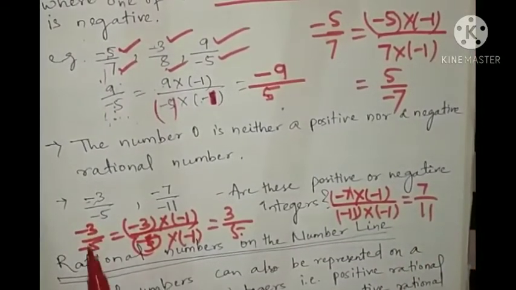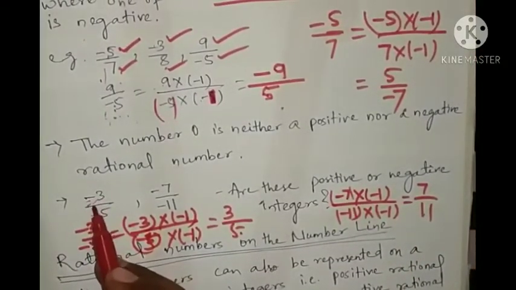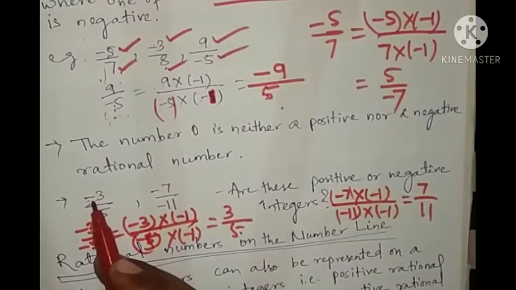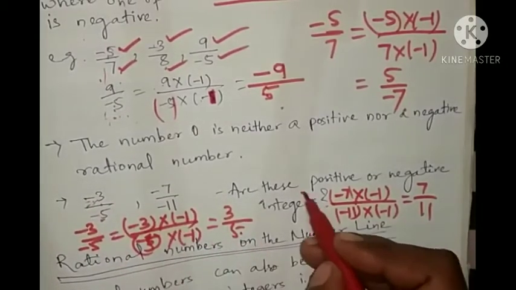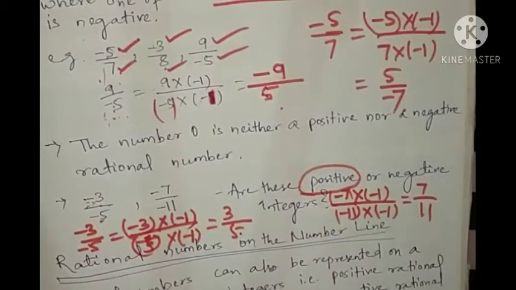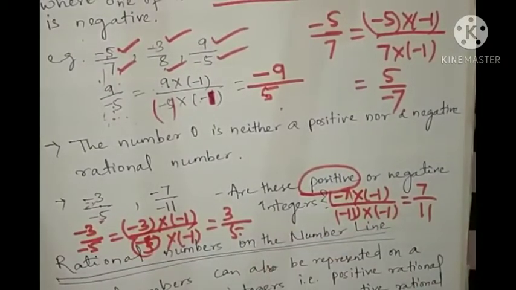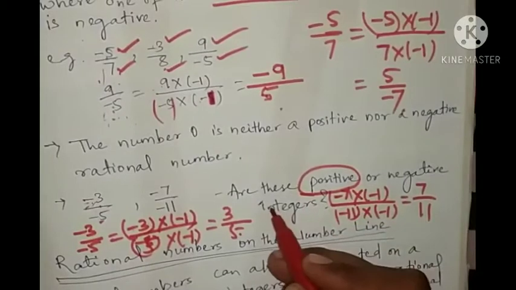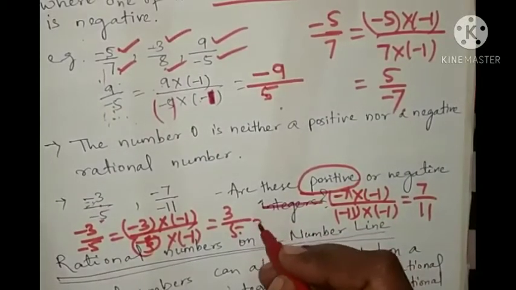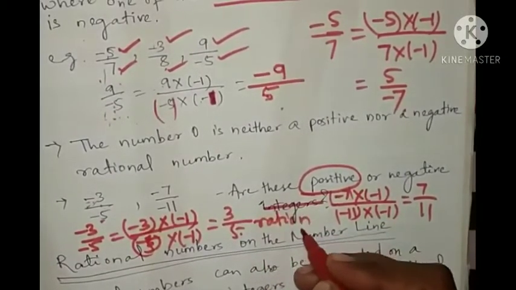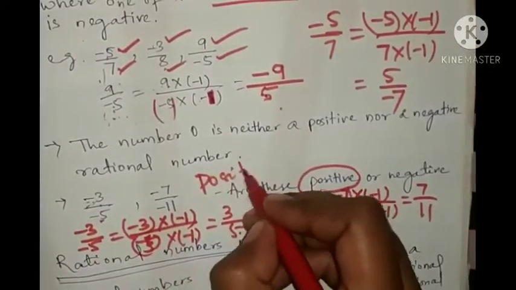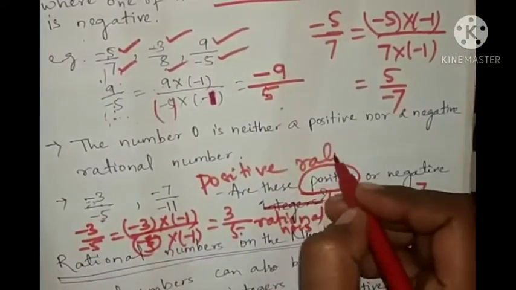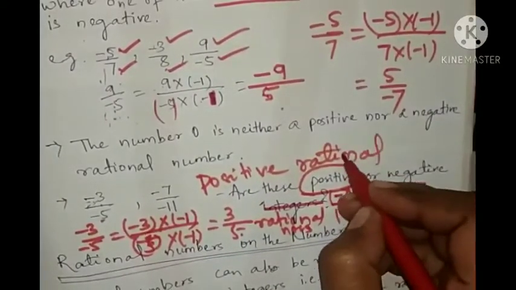So if you get a minus sign on both numerator and denominator, these are what? Positive rational numbers. Sorry, are these positive or negative integers? Our question is, are these positive or negative rational numbers? So these are positive rational numbers.